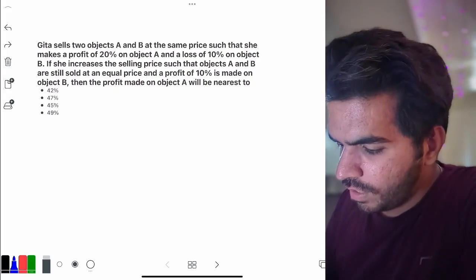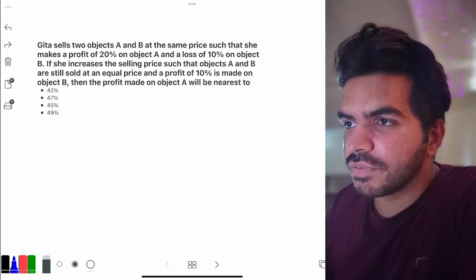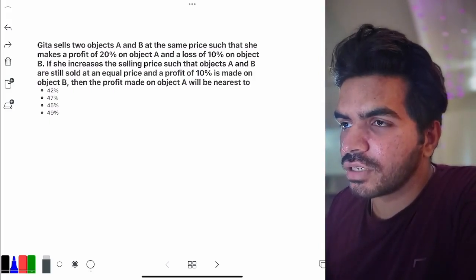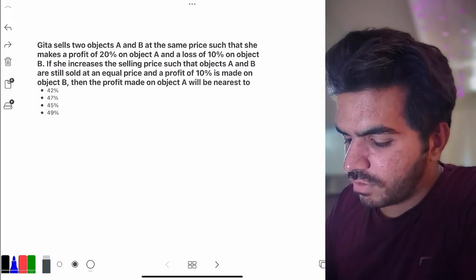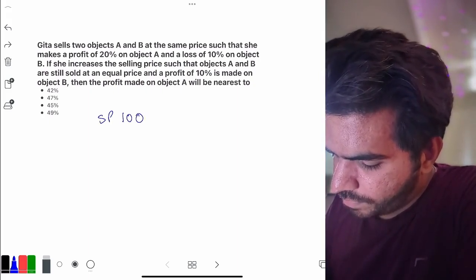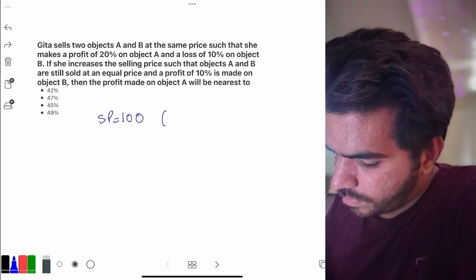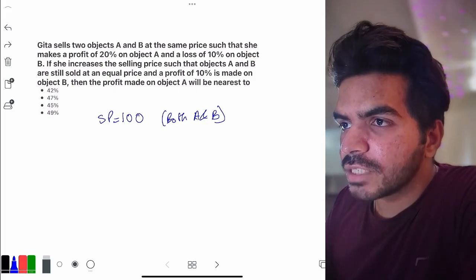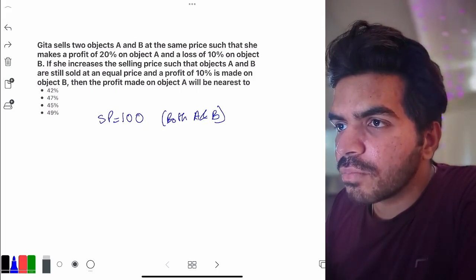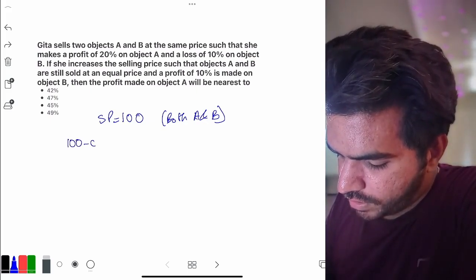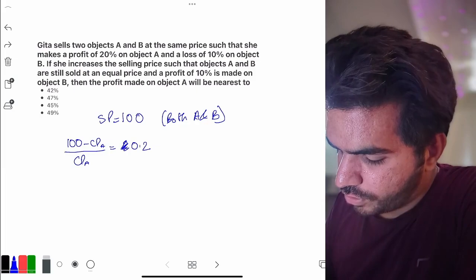Since there are no real quantities given, that is any cost price or selling price, I will be assuming that both were sold at 100 rupees. Now, since SP is the same and the first condition given is a profit of 20% on object A, so (100 minus CP of A) upon CP of A should be equal to 0.2.